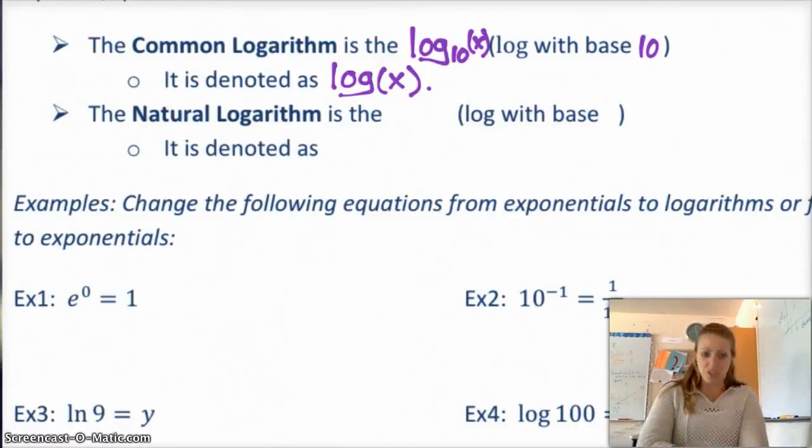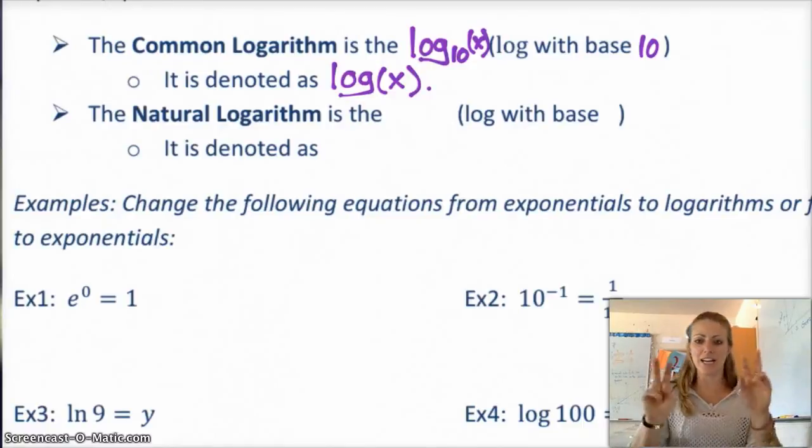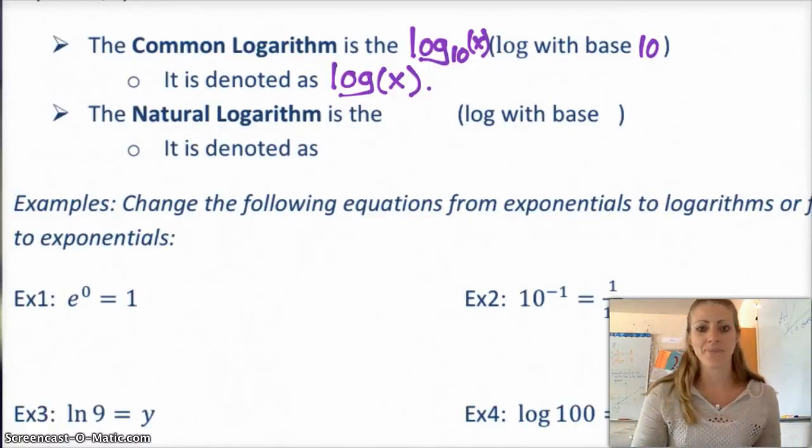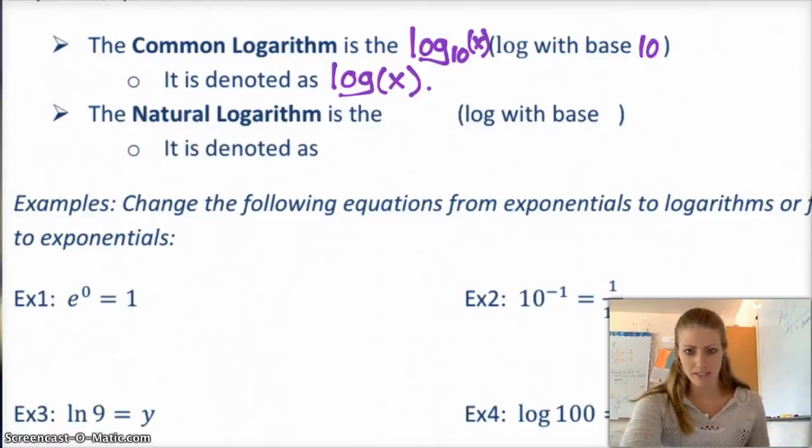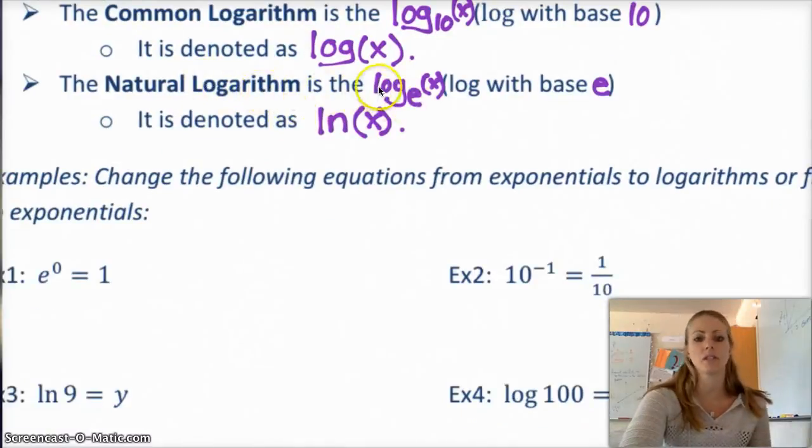The second one is called the natural log, and it has special notation. All the other logs you write as log, but the natural log you write as log natural, so ln. I will explain what the base is. It's base e, which you don't know what that number is yet, so I'll explain that in just a second too. The natural logarithm is log base e of x, but you don't write it this way. It is denoted the natural log of x, ln of x.